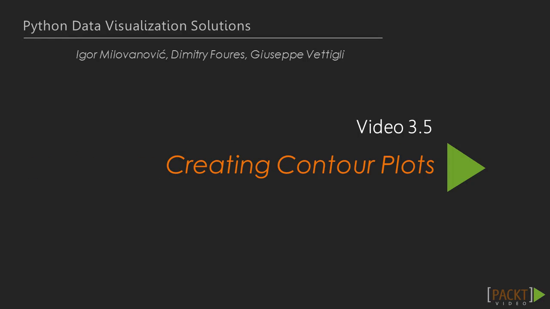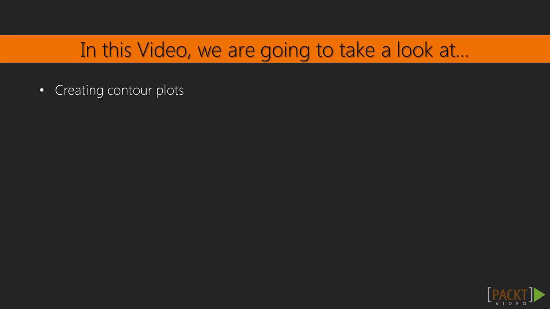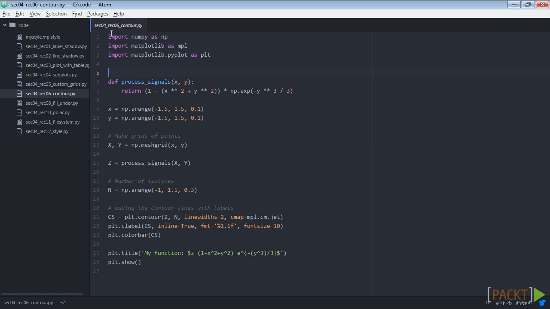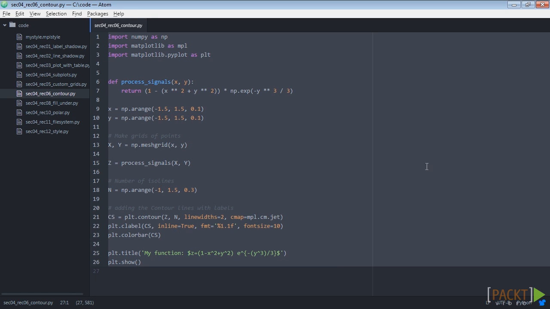This is the fifth video of the section, creating contour plots. In the previous video we saw how to customize grids. In this video we'll learn how to create contour plots. A contour plot displays the iso lines of a matrix. Iso lines are curves where a function of two variables has the same value.